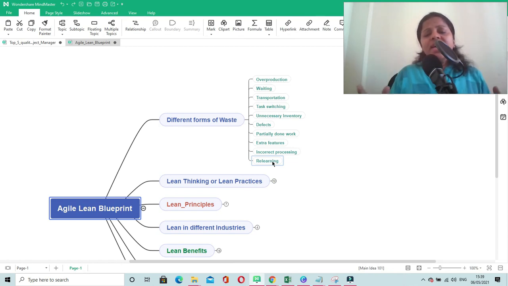Okay, so these are the different forms of waste which we can see in the manufacturing process or even the software development process, and we have to work towards removing all these forms of waste, or removing all the non-value adding activities. So this is all about different forms of waste. Our primary focus in the Lean framework is to remove waste. In our upcoming sessions, we will understand how we can remove this waste and what practices we need to implement, what principles we need to adopt so as to implement the Lean framework in our project.